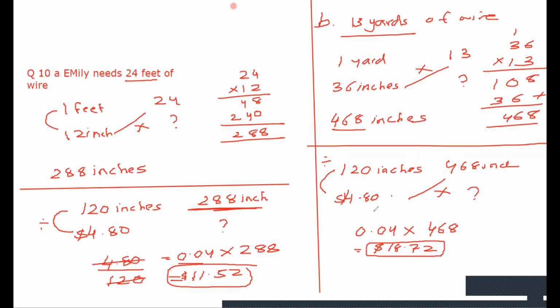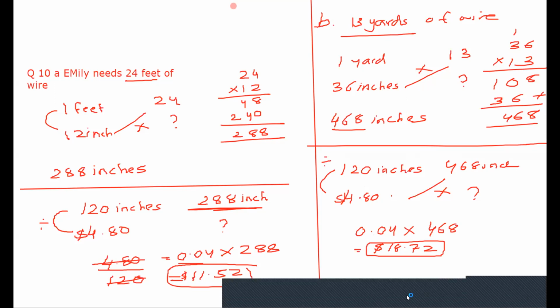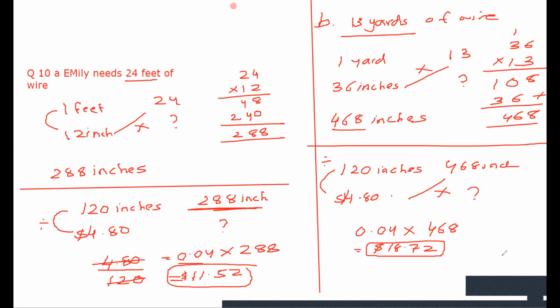Any question? No. No. Miss, now I understand. Alhamdulillah. Now, can I clear this? Did you all write this? Yes. Okay, let me clear this.